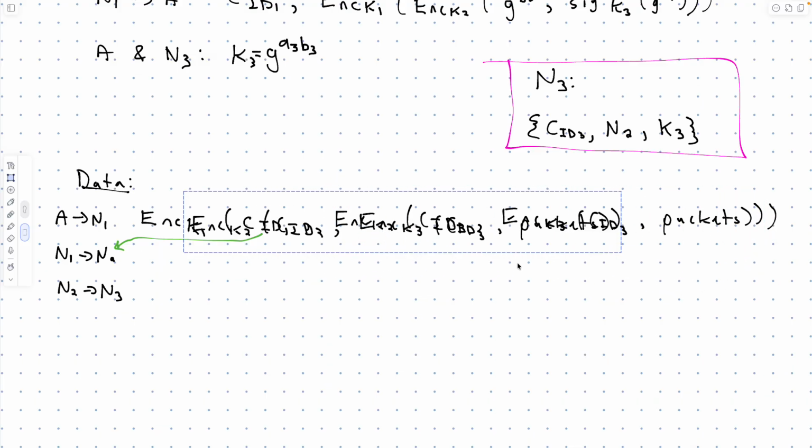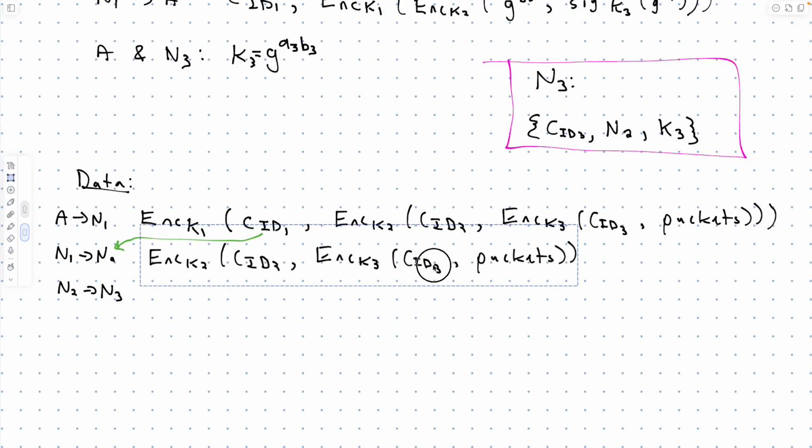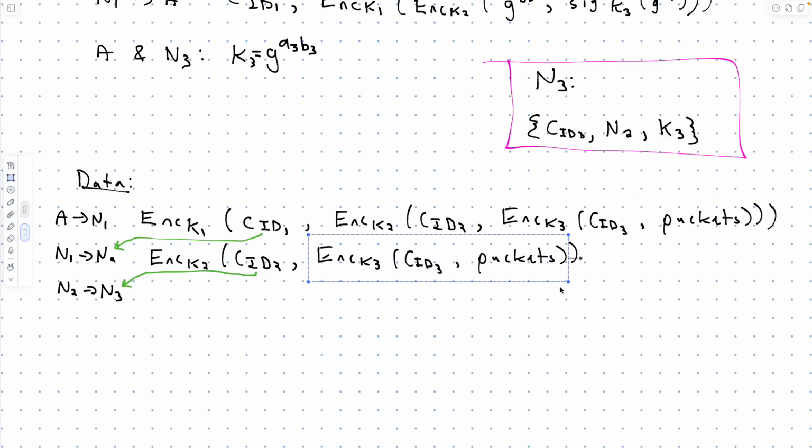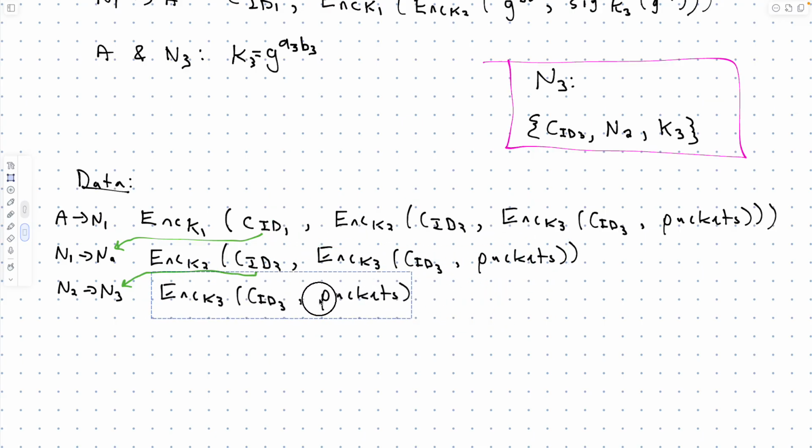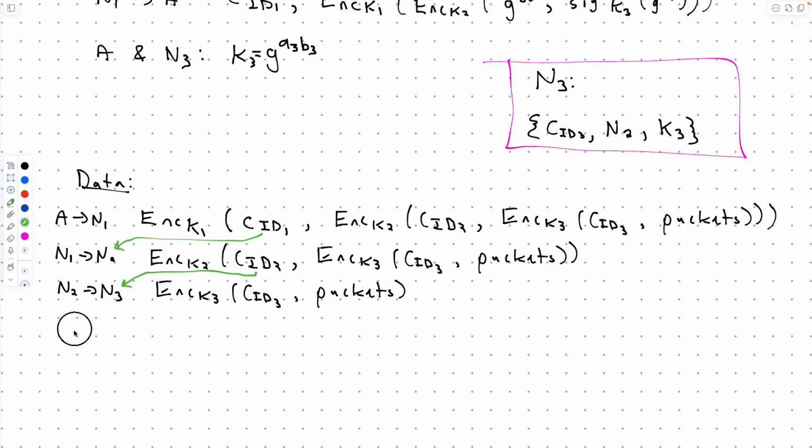Okay. Then the next node does the same thing. It decrypts it. It gets CID2, so it knows that CID2 gets sent to N3. And so it's just going to send this. Okay. And then N3 will decrypt it. And it has the packet. It will send it off to the website or do whatever. The packet itself will tell it. It will be an HTTPS packet. It will have some information about what it's supposed to do.